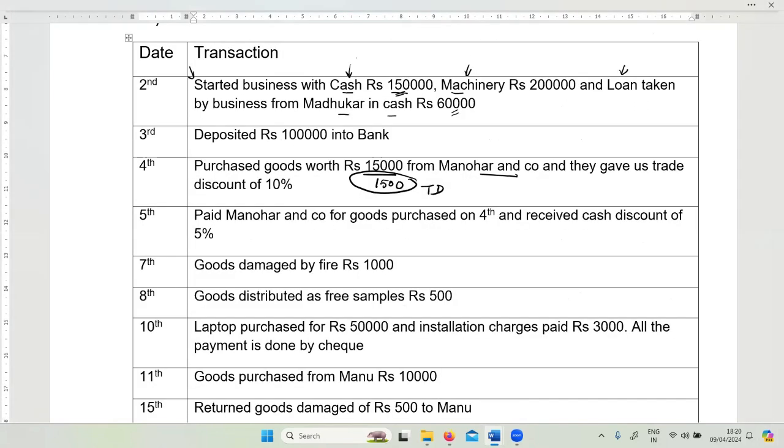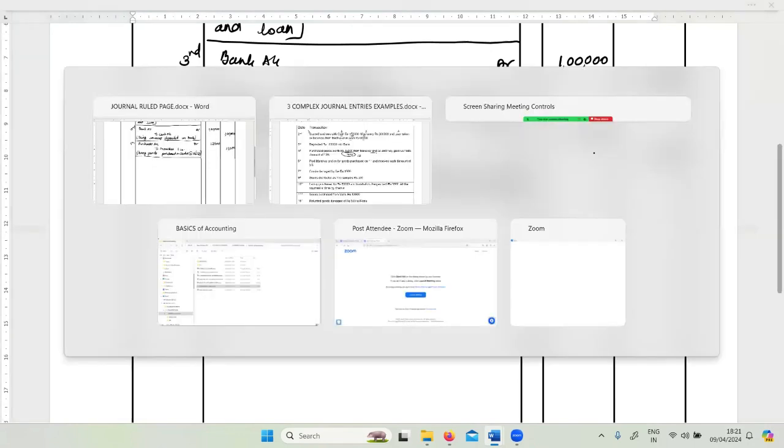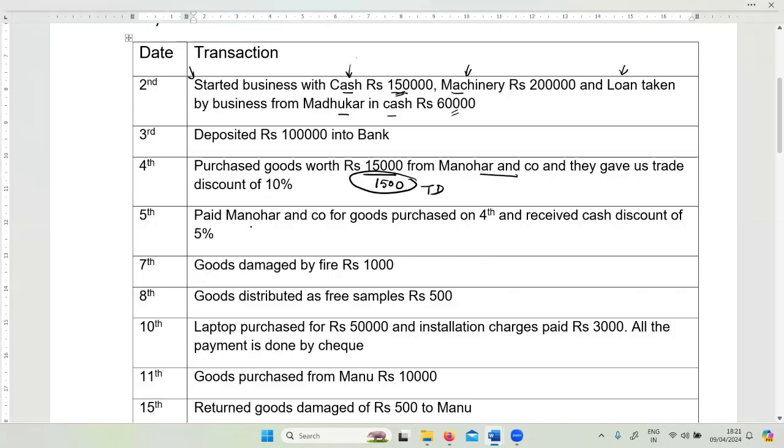$13,500, right? So hope this is clear, because we have the trade discount, we have not shown it separately. Again, I'm repeating it. Now coming to the next part. Paid Manohar and Company for goods purchased on 4th and received cash discount of 5%. So we are having how much worth of goods? 13,500 worth of goods. Manohar and Company were supposed to pay, but we did not pay them the entire 13,500. We are paying them after a 5% cash discount.